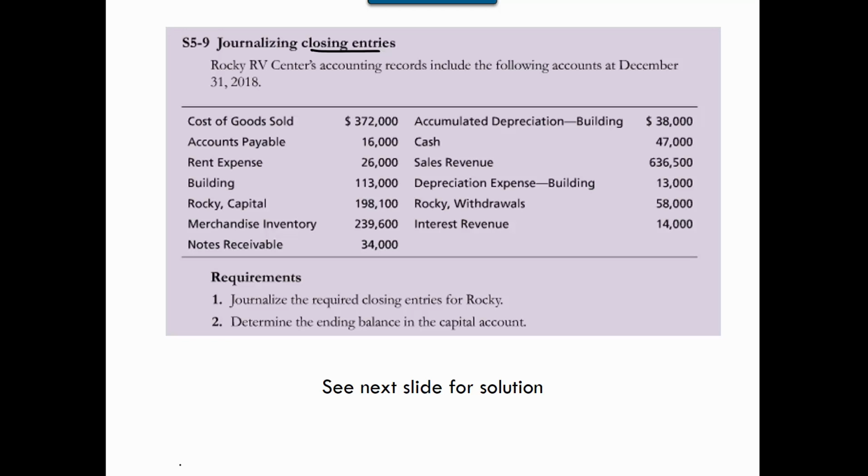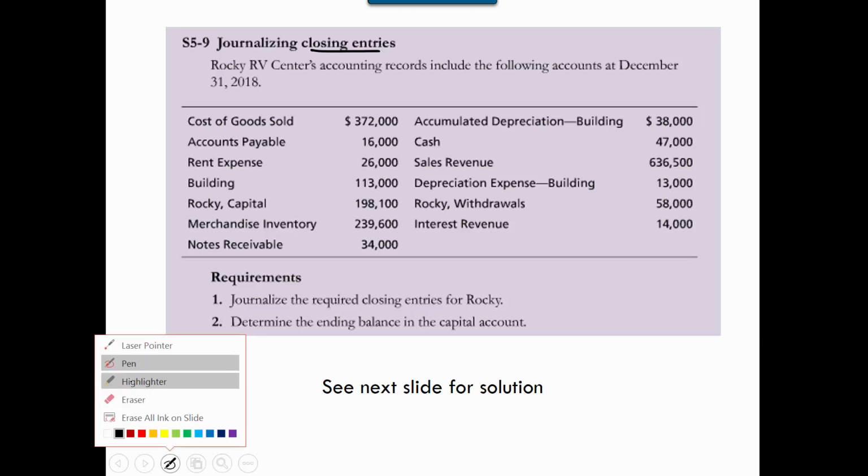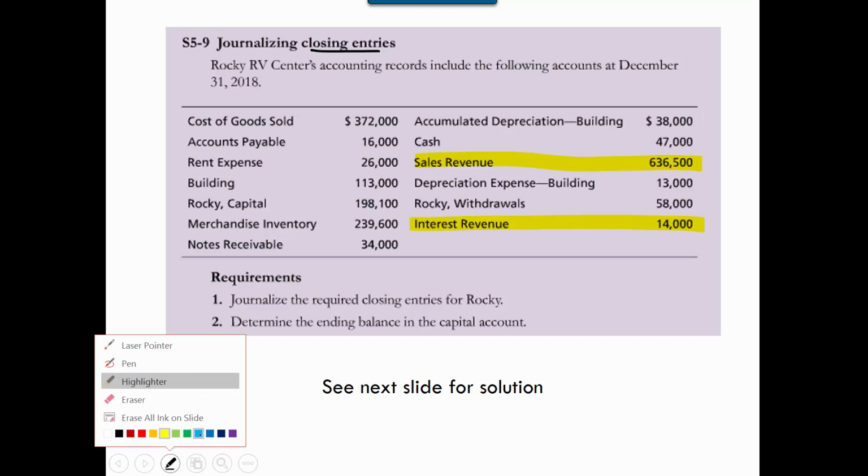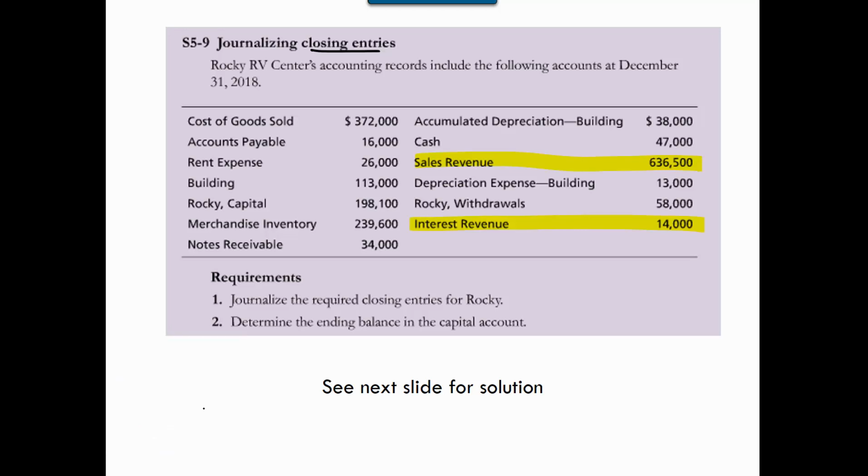So what we'll be closing here, we will close our revenue here, and we have interest revenue. We'll close those to income summary, and we don't even have that sales discounts forfeited, so we don't have to worry about that. Then we'll close our expenses to income summary. So our expenses are cost of goods sold, rent, is that it? Expense and rent. I don't even see any other expenses.